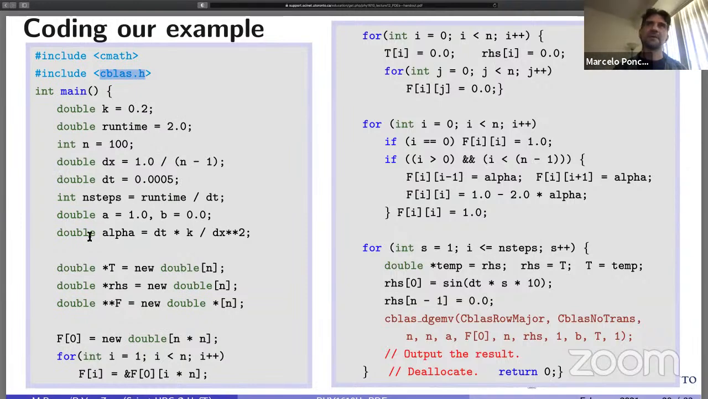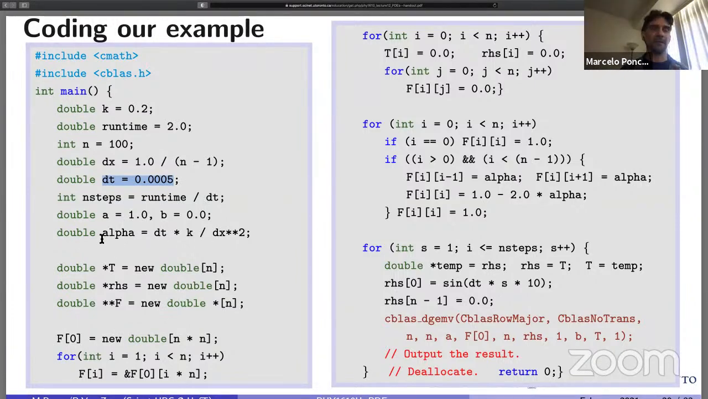This is my main function. It's a monolithic implementation, not nice, but straight to the point. So I define a couple of constants or parameters here: the conductivity constant, how long I want to run, and the number of points on the grid. Then I define the delta x as the length of the grid divided by the number of points minus 1. Then my delta t is going to be 5 times 10 to the minus 4. The number of steps is nothing else than the runtime divided by the delta t. And then some parameters a and b for the equation.